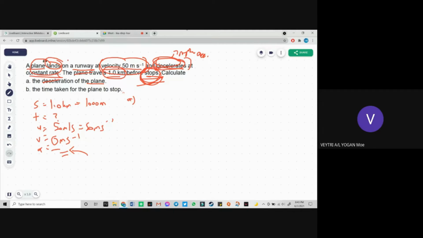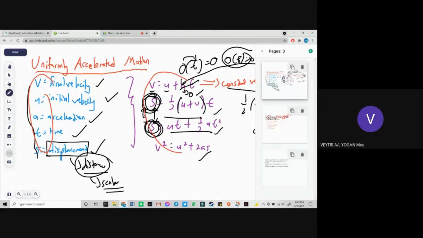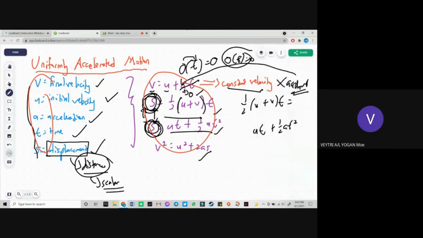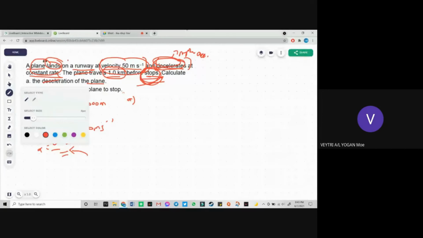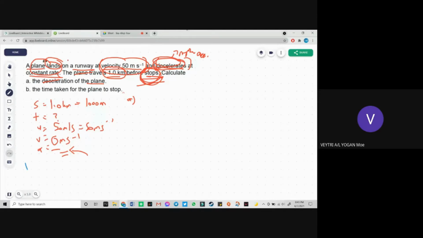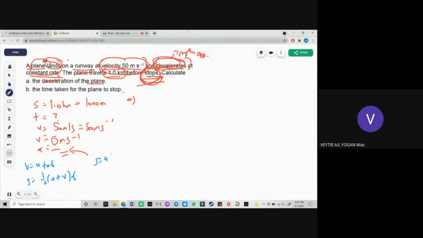Okay. What I recommend you guys to do, tulis balik all this formula again. So, what you'll have? Number 1, V equals to U plus AT, S equals to 1 over 2 (U plus V)T. You'll have S equals to UT plus 1 over 2 AT squared and V squared equals to U squared plus 2AS. Okay, that is the second step.